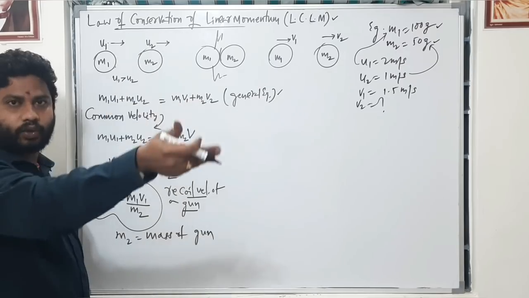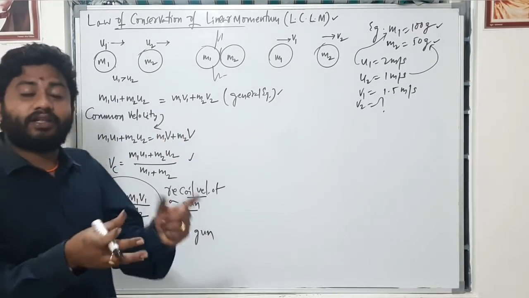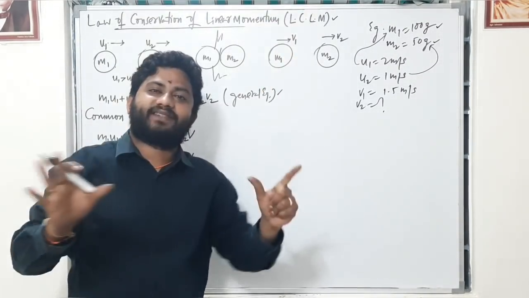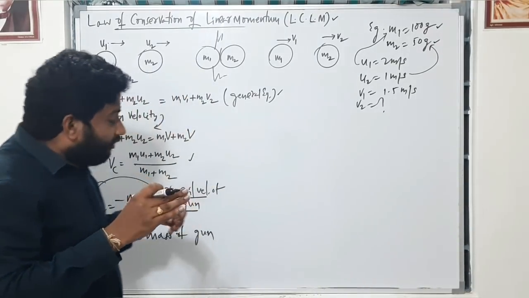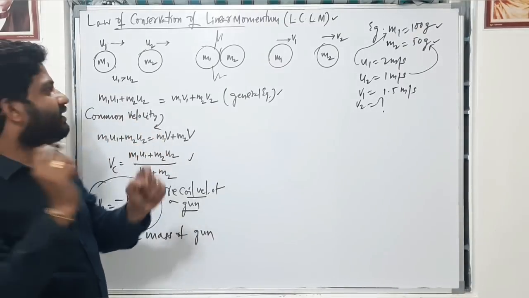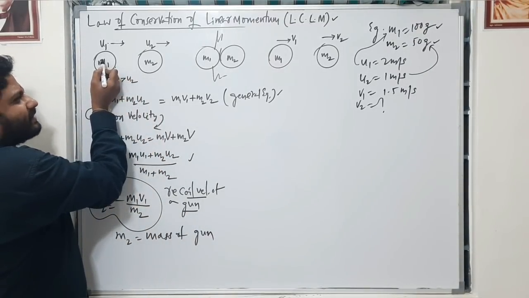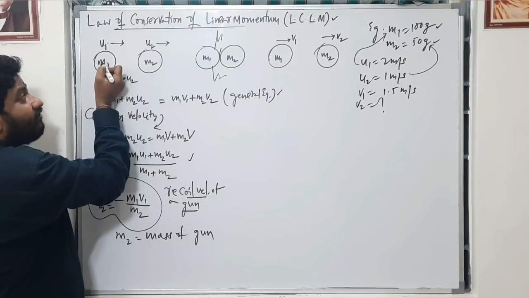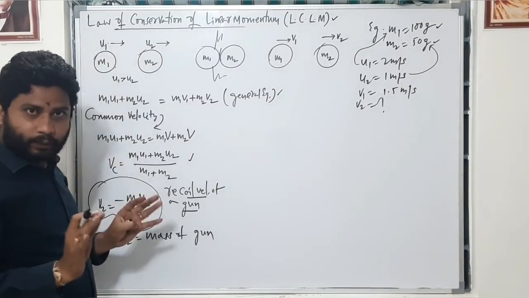Before collision and after collision, there must be a collision between the two bodies. Right? To get the collision between the two bodies, the one and only condition is this body must run faster than this body. Yes or no?